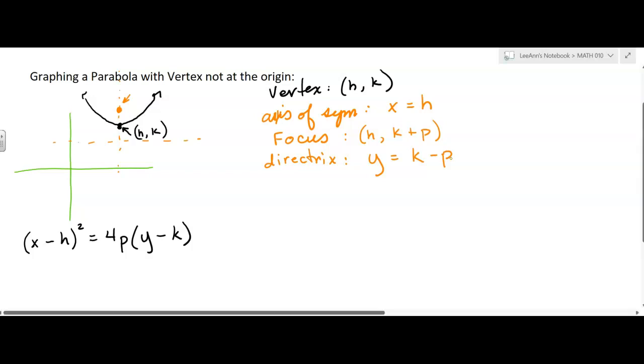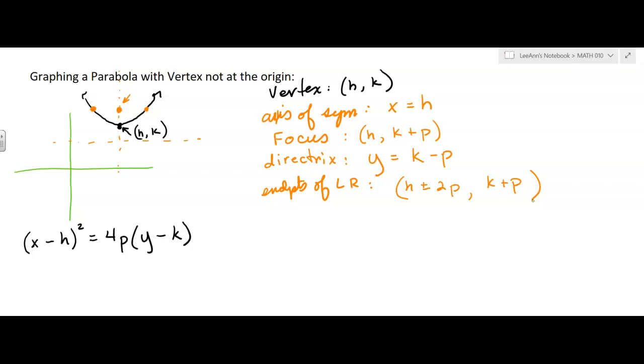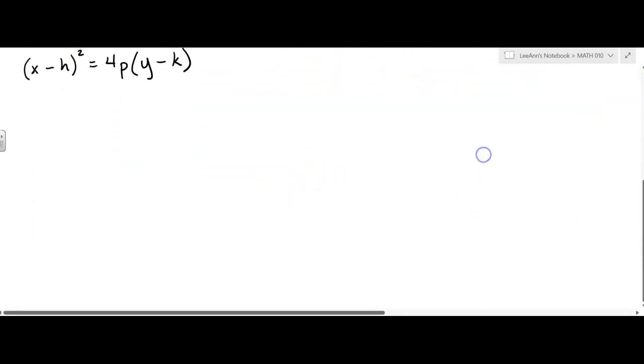Okay, and then the end points of the latus rectum. Okay, so those are going to be here and here. So they're always going up. The y value is going to be the same as the focus, right? k plus p. But the x value is going to be h plus or minus 2p. Okay, so those are going to be the end points. Now that's those kind. Now we'll have the other kind.